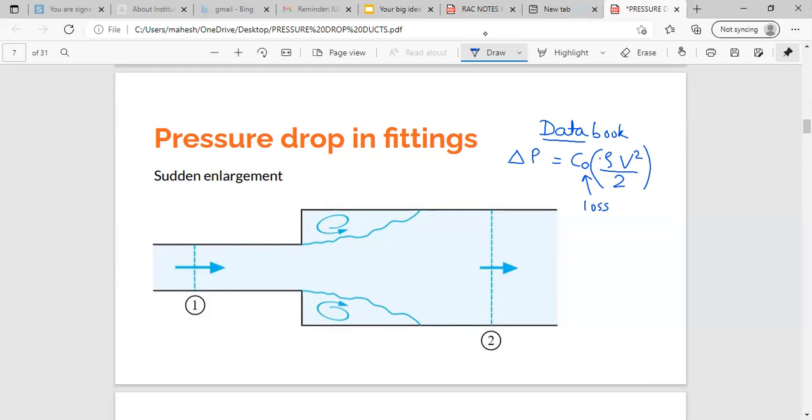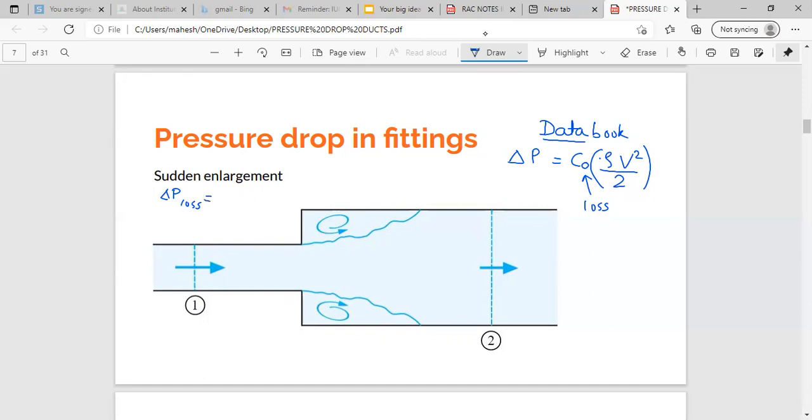The grouping of this is very important, where rho is the density and V is the velocity, and this multiplied by C naught, where C naught depends on the geometry of the duct, gives you the pressure drop. So you will always find such expressions. For example, in sudden enlargement, this is the expression for pressure loss when there is a sudden enlargement from section 1 to section 2.